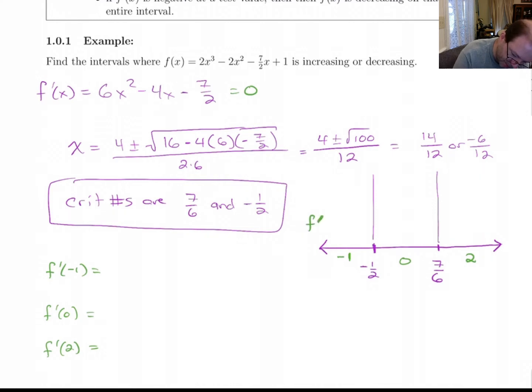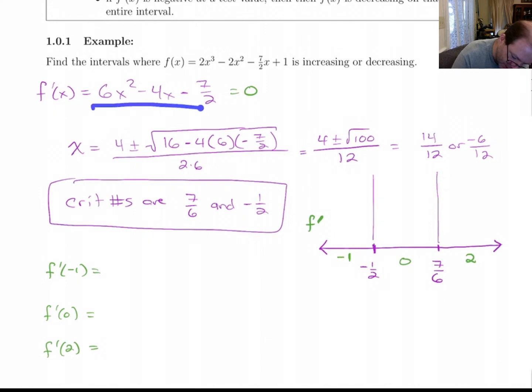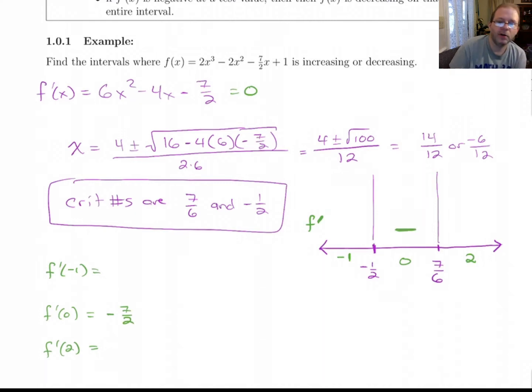Okay, so f prime of 0, that one's going to be easy. You plug 0 into here, you get negative 7/2. So f prime is negative. All I'm going to do is put the sign in this chart. F prime of negative 1, that's going to be 6 plus 4 minus 7/2 equals, I don't really care what the number is. All I care is that it's positive.